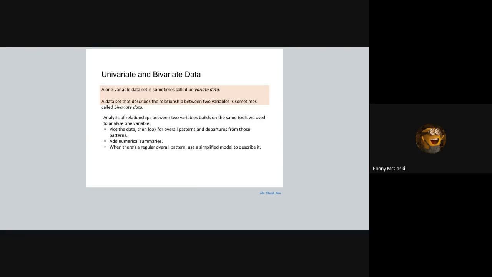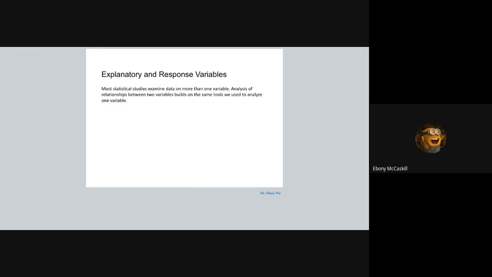the difference between univariate and bivariate data? Uni means one, bi means two. So we've been dealing with one variable data, and now we're going to deal with data that talks about the relationship between two variables. So something that we're going to be using when we're analyzing these relationships is plotting the data, looking at patterns, looking at their numerical summaries, as well as the overall patterns. And we're going to do that with scatterplots.